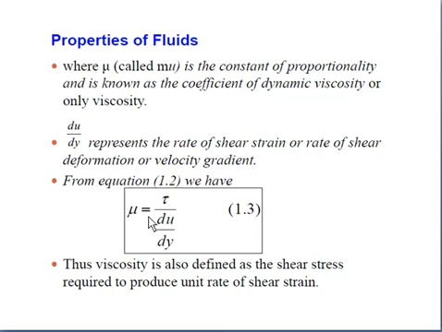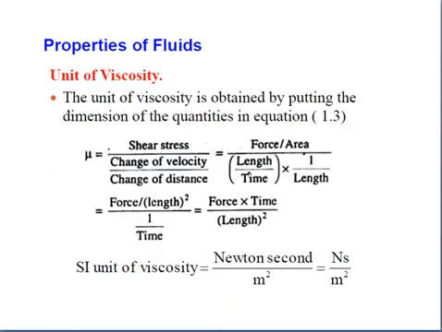I already told you dynamic viscosity is equal to tau divided by du by dy. This equation we can also use for solving problems many times. Thus, viscosity is also defined as the shear stress required to produce a unit rate of shear strain. Unit rate of shear strain means the velocity gradient. Rate of shear strain is called the velocity gradient. Viscosity is simply the ratio of shear stress to the velocity gradient. Got it?